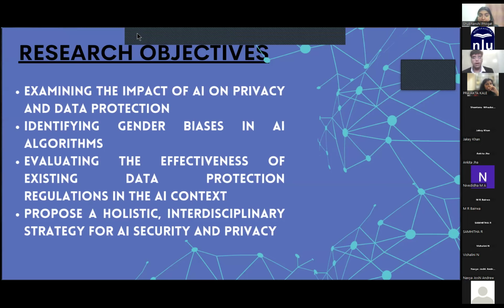We are going to move on to the third objective, which is evaluating the effectiveness of existing data protection regulations in the context of AI. So this will assess the current landscape of data protection laws, especially GDPR, DPDP, and also the recently enacted EU AI Act, with a particular focus on the effectiveness of them governing the AI technologies.